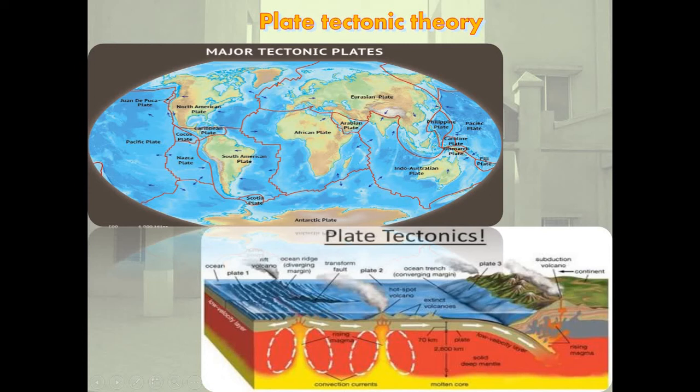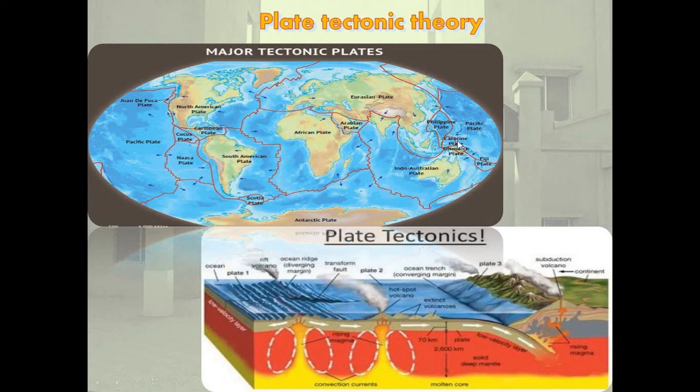These plates move in different directions and at different speeds relative to the neighboring plates, at the rate of 5 to 10 centimeter per year, on the plastic mantle. This movement is called plate tectonics.